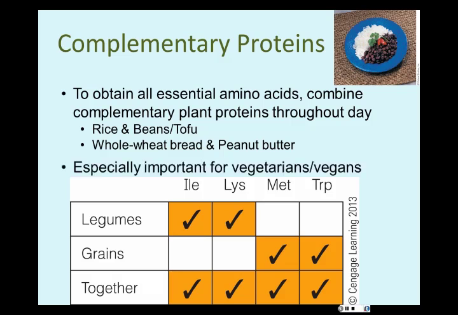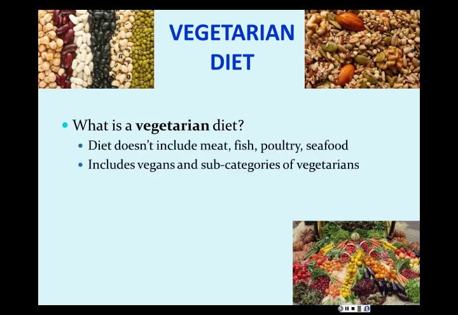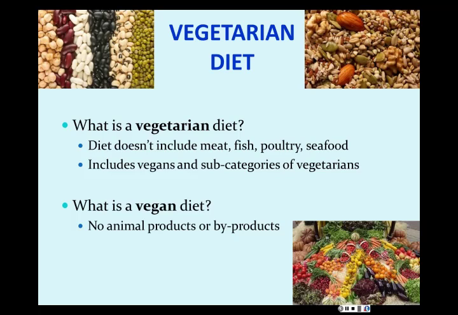Okay. Now we won't spend a lot of time here because we will have people presenting some information on this, but what is a vegetarian diet? Does it include meat, fish, poultry, seafood? There's lots of subcategories of vegetarian diets. Okay. Vegan diet, this is a diet where there are no animal products or byproducts at all, and the group will let us know a little bit more about that as well.